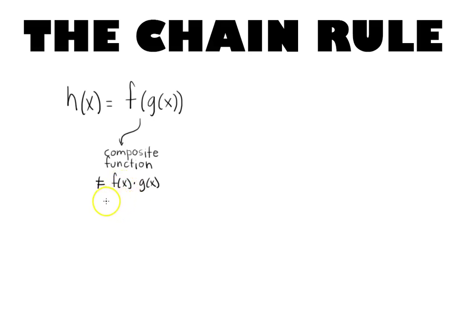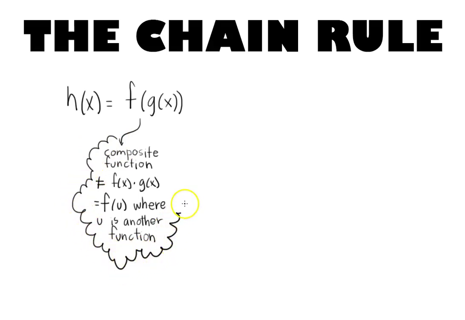In other words, I could say this is equal to f of u, where u is another function. That's really what we're saying. And it's important that we understand this. Composite functions are going to be used a lot here. So far, everything we've been saying has been fairly simple stuff. We haven't dealt with any really, really complex functions.